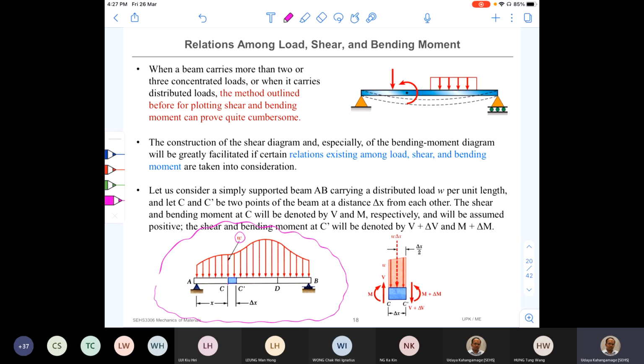Then I'll take another point, delta X away from point C, called C prime. Mark this out and draw a free body diagram for that cut portion. This is the FBD for this small section C to C prime.